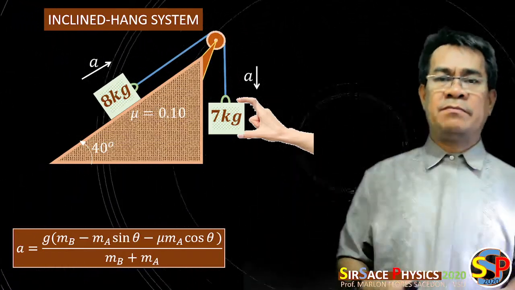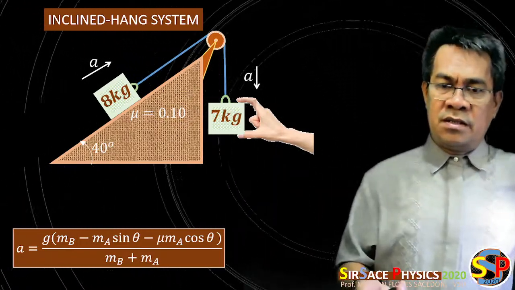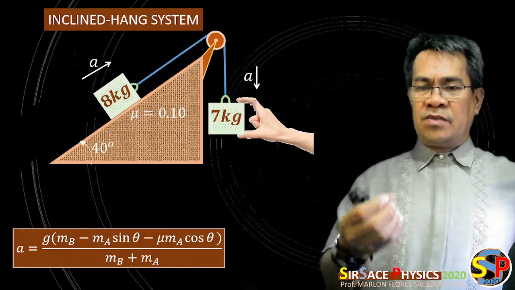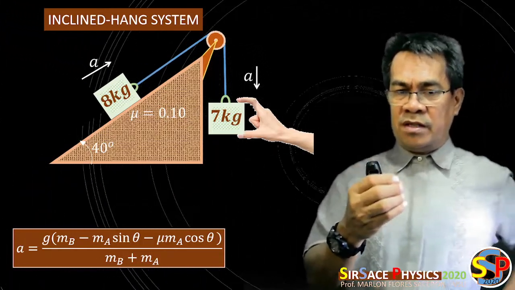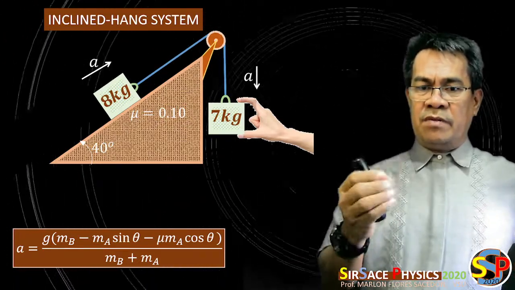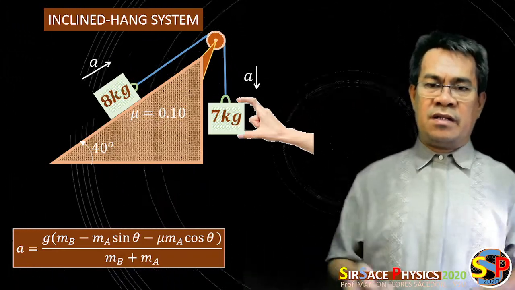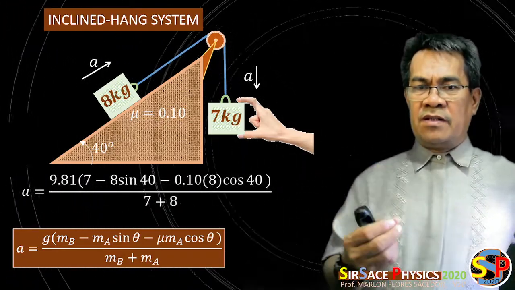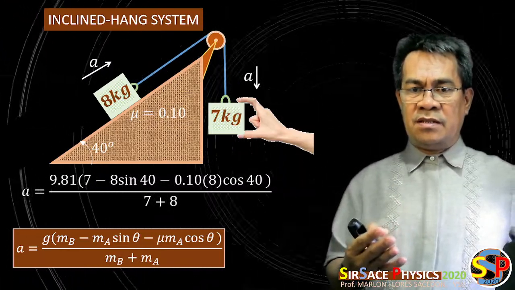Now to learn if the system will move upward, as in our assumption, you have to use the formula we derived lately. So we have g times mB minus mA sine theta minus mu mA cosine theta, divided by mB plus mA. All you need to do is to substitute everything, then calculate. So 7 kilograms for mass B, 8 kilograms for mass A.